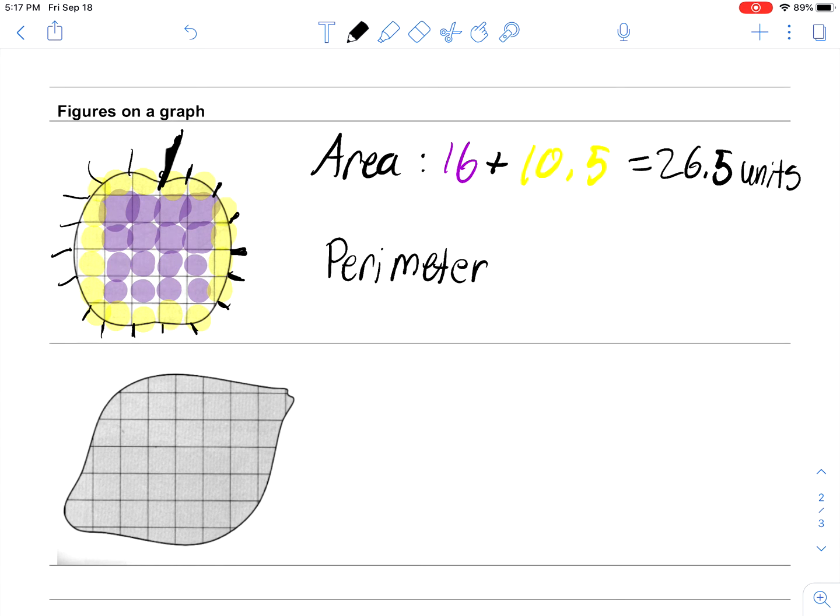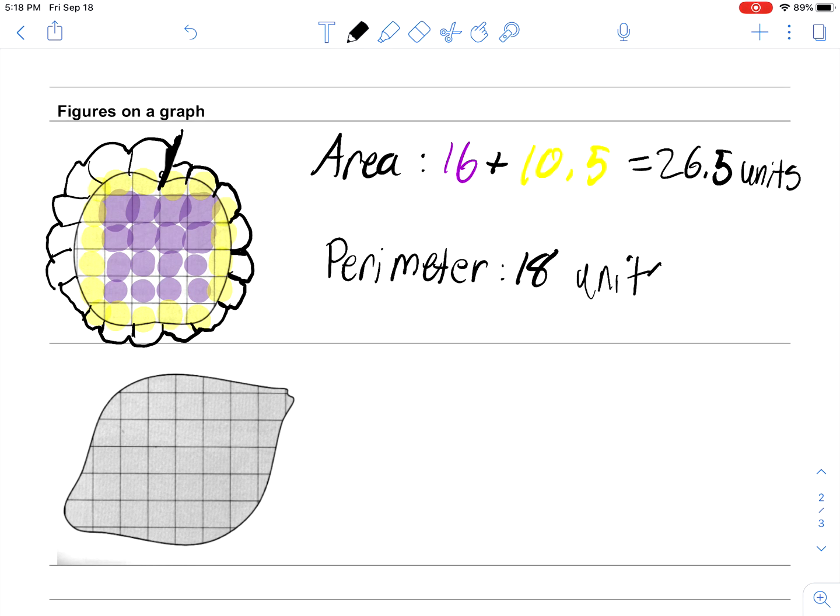So if I count how many spaces around the edge, 1, 2, 3, 4, 5, 6, 7, 8, 9, 10, 11, 12, 13, 14, 15, 16, 17, 18 spaces around the edge. Now again, we know that this is not exactly accurate, but we know that it's pretty close. So I'm going to say that its perimeter, my estimate, is 16 units around the edge.